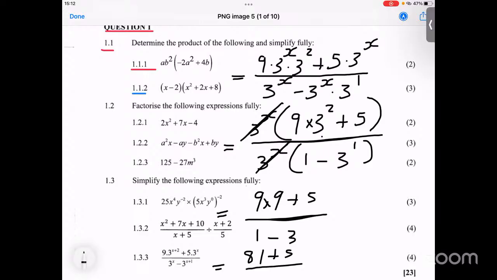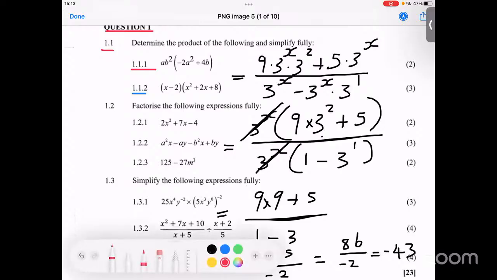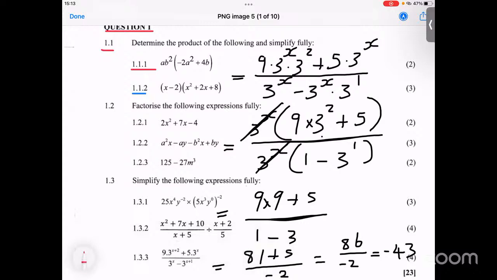What is 1 minus 3? Definitely that is negative 2. And then what is 81 plus 5? I think that should give you 86, that you will have to divide by negative 2. Definitely it will be negative 43. And that's exactly how you work it out. And most importantly, give yourself a mark if you have done it correctly. Okay.